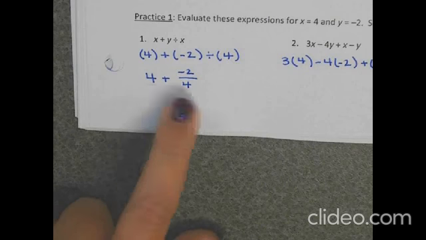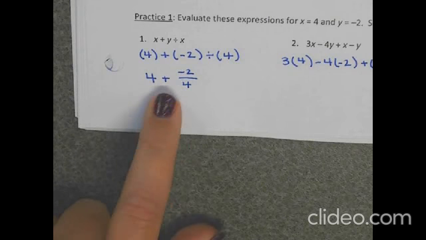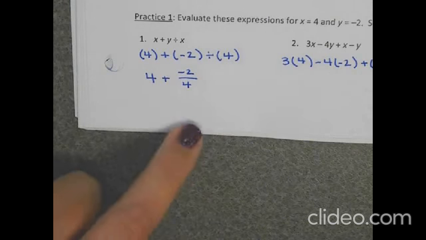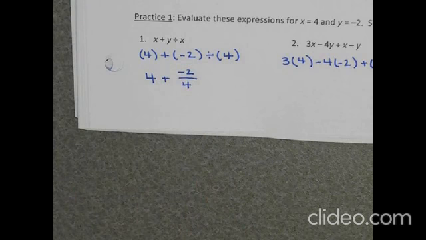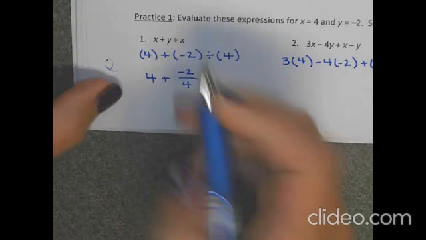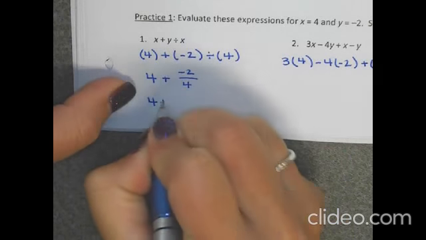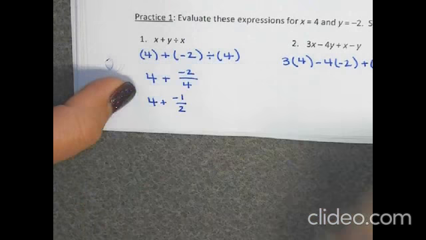All right, do we see that? And that was something that I noticed that a lot of people struggled on, was that part right there. Because negative 2 over 4 reduces. What does that reduce to? Negative 1 over 2. So I'm going to instead write this as 4 plus negative 1/2.